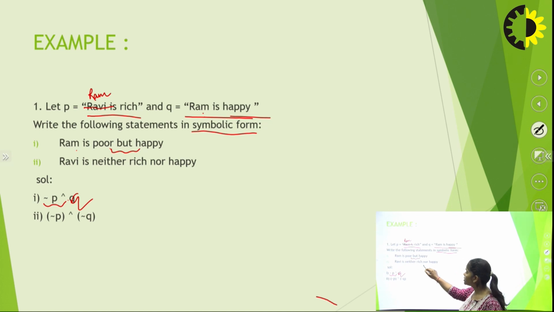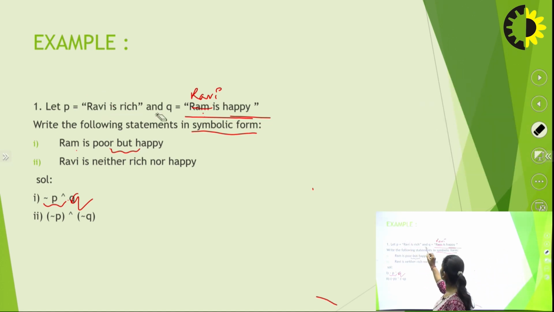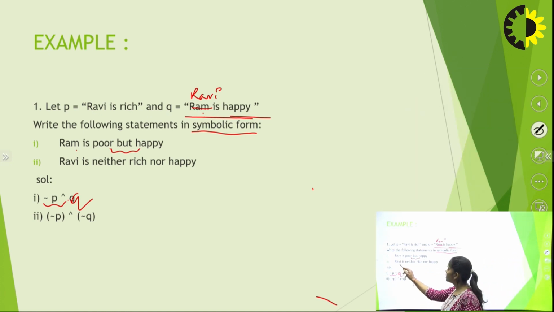Ravi is neither rich nor happy. Now in place of Ram we are using Ravi here, and here also we are using Ravi in place of Ram. So Ravi is neither rich nor happy: Ravi is not rich and not happy. So we use negation with both the statements and represent the AND statement here. This is a basic example in which we use symbolic representation of the given statements.